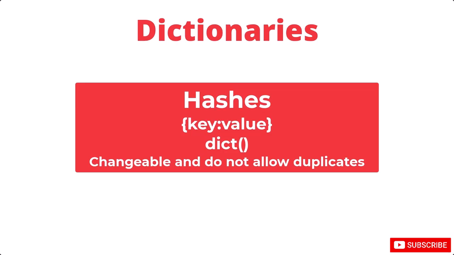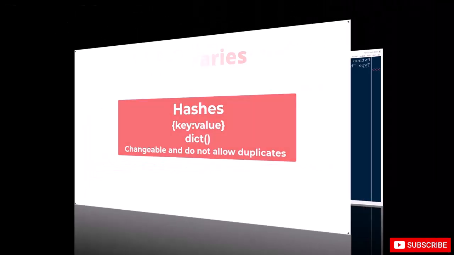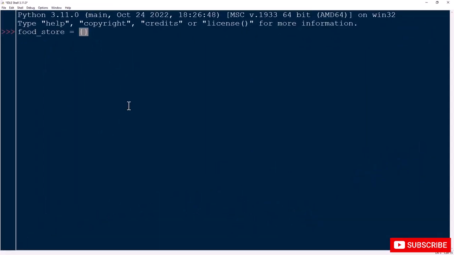And there are two ways to create a dictionary in the Python language. The first one is by using curly braces and inserting all the items in key-value pair shape inside these curly braces. And the other way for creating dictionaries in the Python language is by using the built-in function called dict. Let's create our first dictionary, which is called food_store.